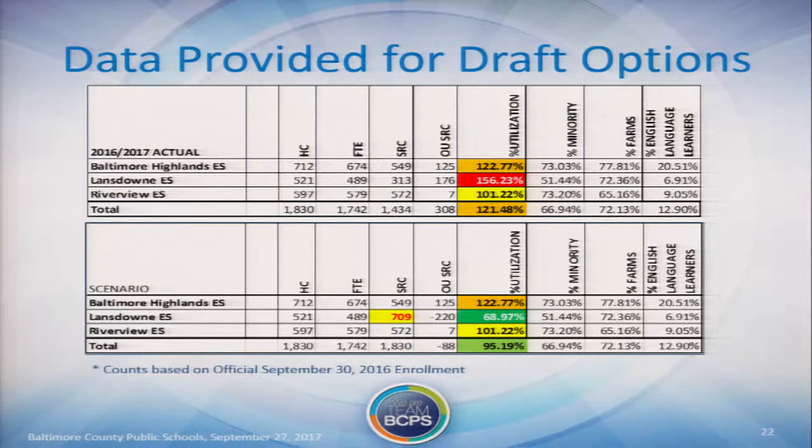You'll get statistics on the utilization, the over-under, like how much they're over or under their state rated capacity, minority, FARMS, which is free and reduced lunch, how many students are on free and reduced lunch, and then your percent of English language learners. So you'll be able to see all those percentages change as you move planning blocks. Thanks.